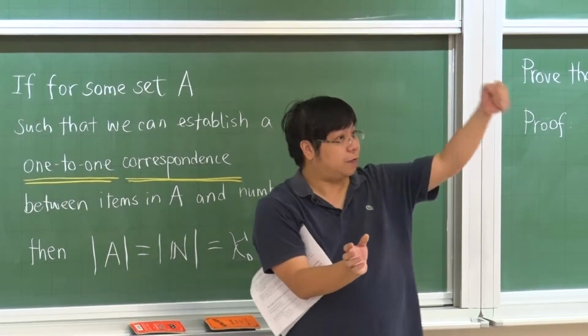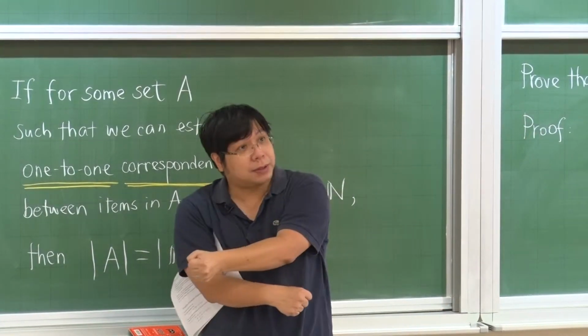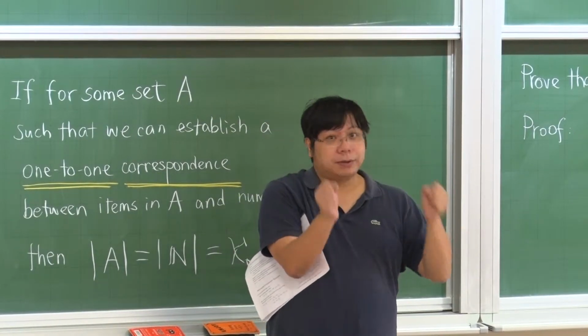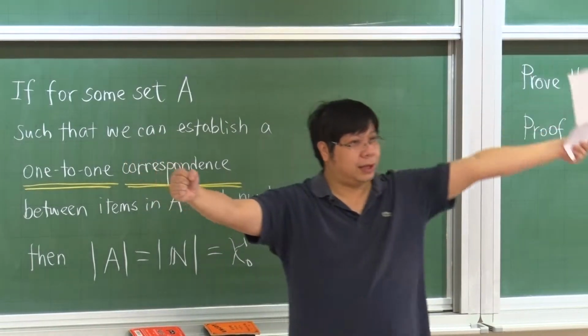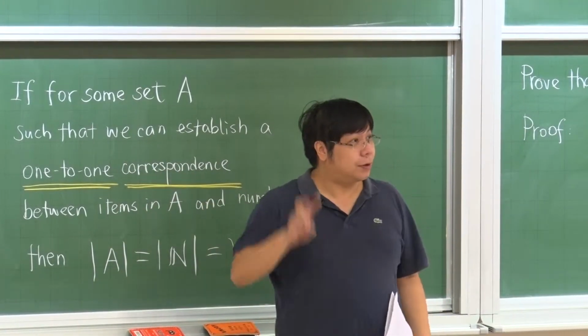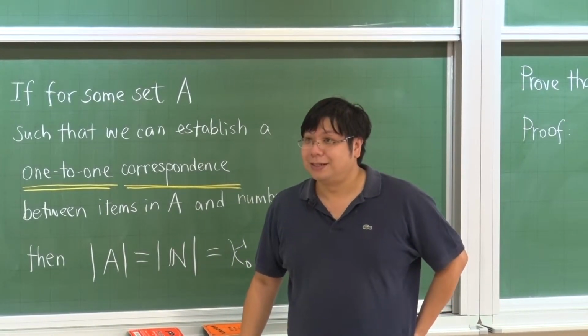on the other hand, if I pick an object in N, I can also find the correspondence. What is the object in A that corresponds to it? So if there's one thing here, I get one thing here, one thing here, I get one thing here, then the two sets should have, okay, equal size. Does that make sense? Yeah.